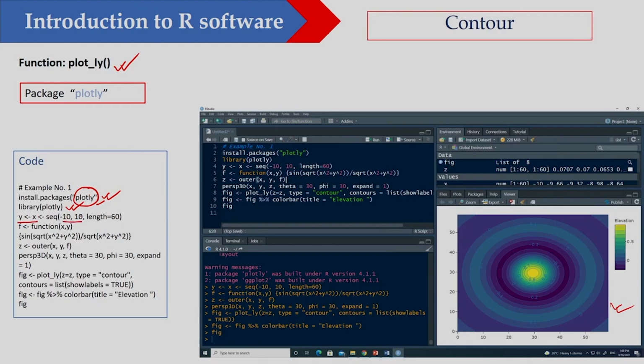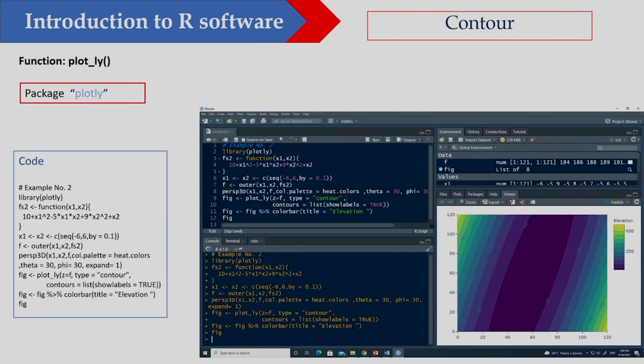Here it is between -10 and +10, and then I have defined this particular function. This is to plot the 3D plot, but I am using the contour here, and this will show this particular plot. I have shown the code here, and once you execute these few lines, around 9 lines, you will get this particular plot.